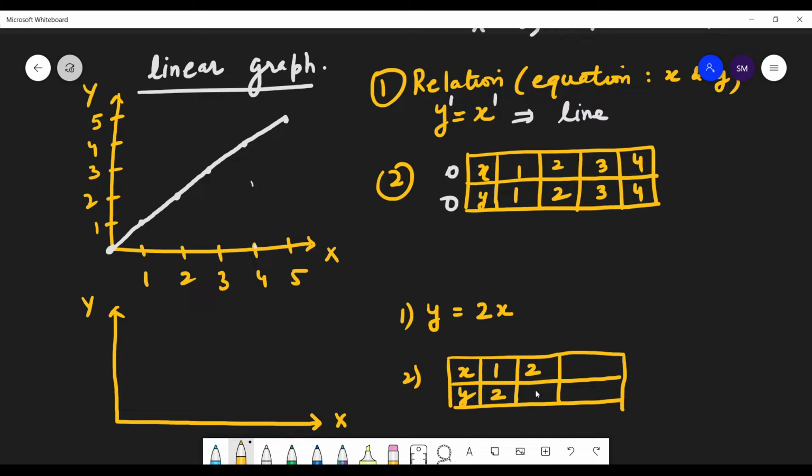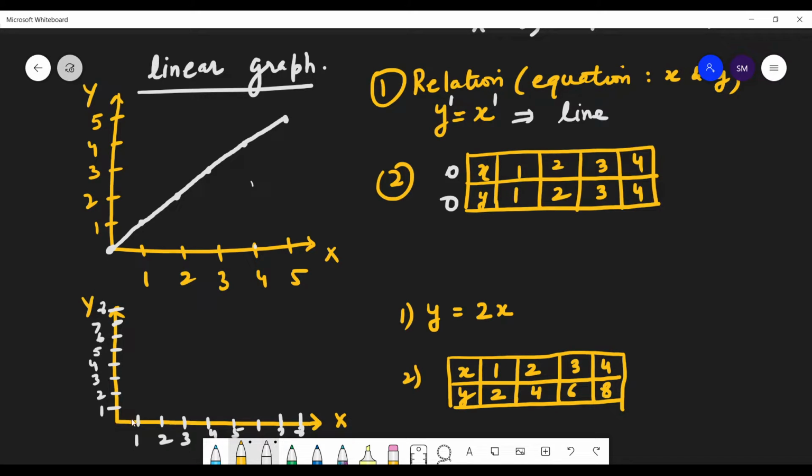x equals 2, y equals 4. x equals 3, y equals 6. x equals 4, y equals 8. Okay. Now you have 1, 2, 3, 4, 5, 6, 7, 8 on the x-axis. On the y-axis also 1, 2, 3, 4, 5, 6, 7, and 8.